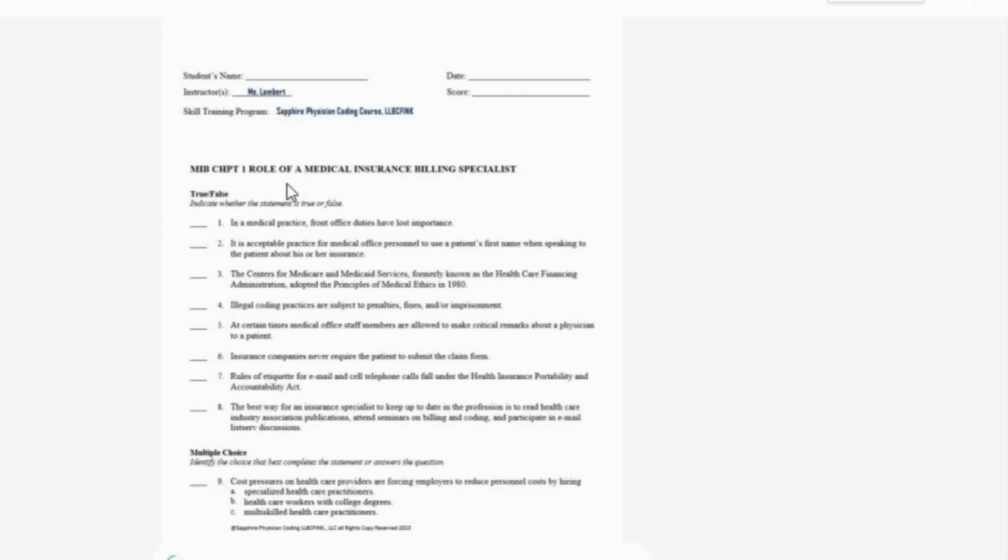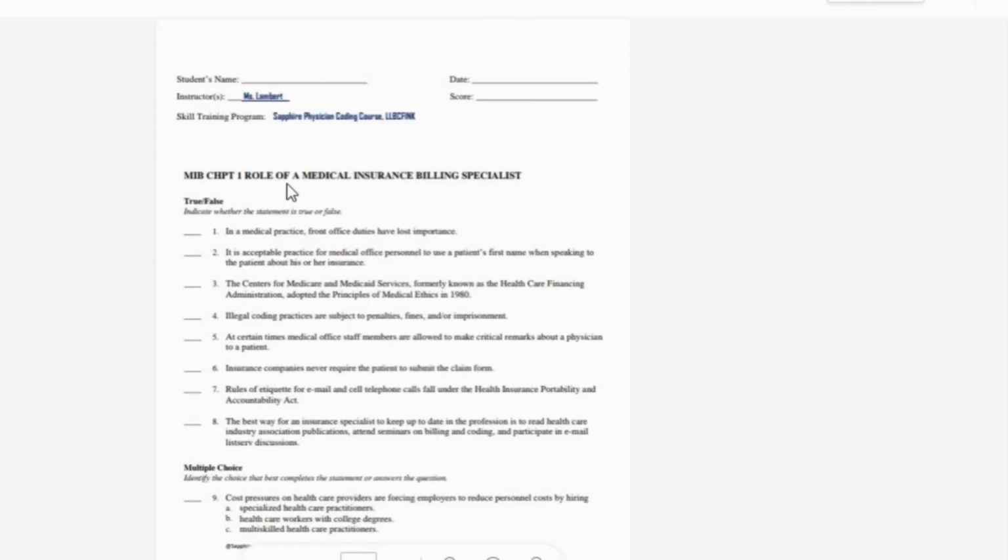So this is MIB, insurance. Role of a medical insurance billing specialist. Those answers are here. This is what you are returning to me. I've had students return to me 5 at a time. I've had students return to me when they finish.